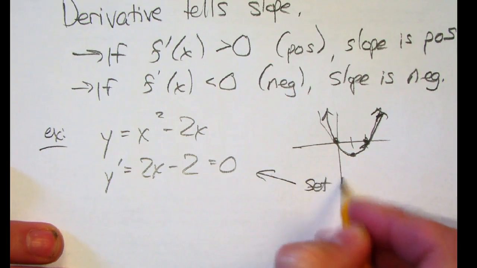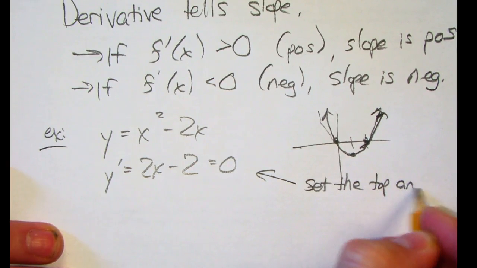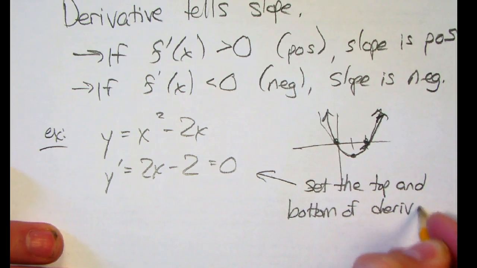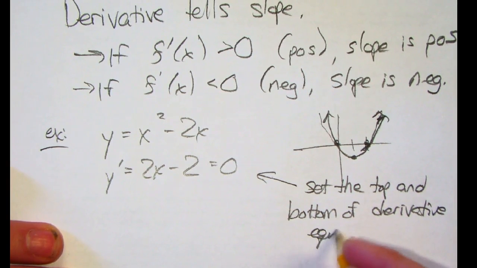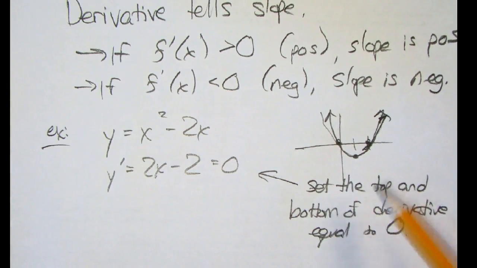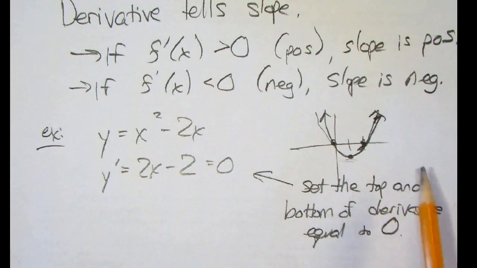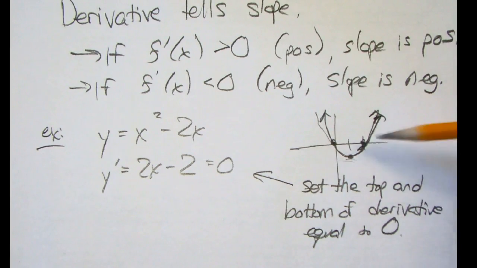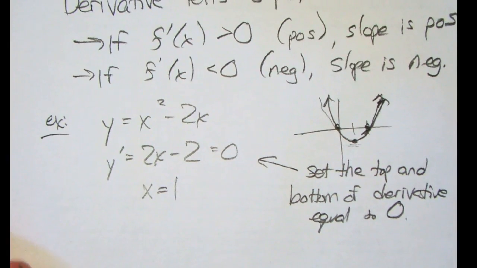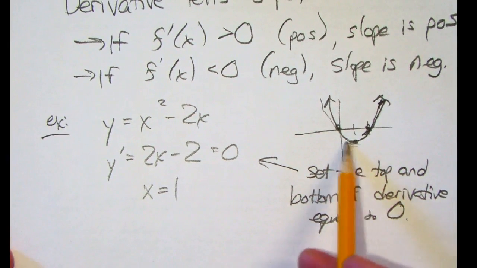So you set the top and bottom of the derivative equal to 0. Now in this case there is no bottom, so we don't have to worry about it. We're just setting the top equal to 0. But what you're doing there is finding the spots where the graph is either flat, or if the bottom equals 0, it's vertical. And that's the spots where the graph is either going to switch from going up to down or down to up. So if we solve this, we get that x equals 1. What that means, that x equals 1, is we got a slope of 0.